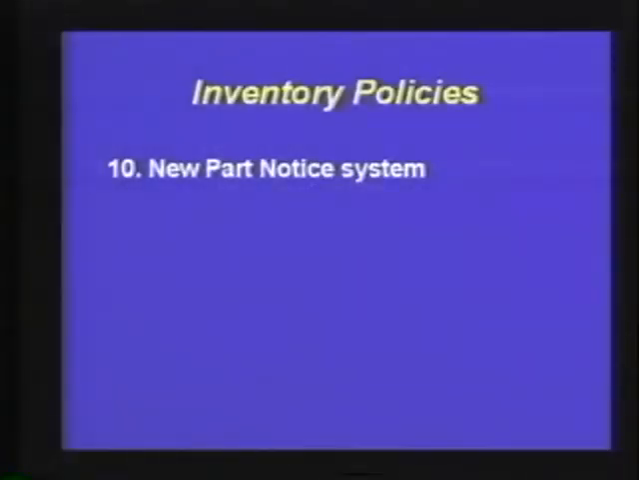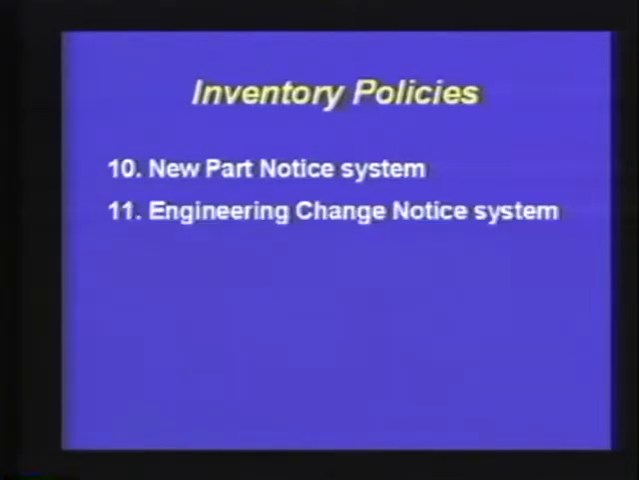We also talked about the new part notice system earlier. It's a key requirement because as new items get added to the maintenance program, we have to develop the inventory management and the purchasing management data elements relative to how we're going to support the new item. Item 11 indicates the need for the engineering change notice system.